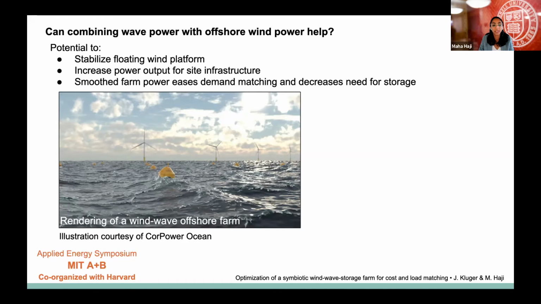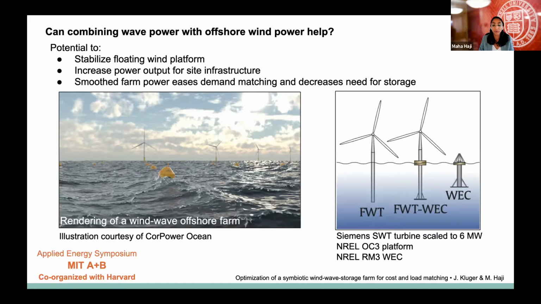Third, wave power tends to be smoother and more predictable than wind power, so it helps integrate the renewable power with the electric grid and match demand. For our study, we wanted to further investigate these effects. We considered an offshore wind farm with standalone floating wind turbines, standalone wave energy converters, and combined systems.